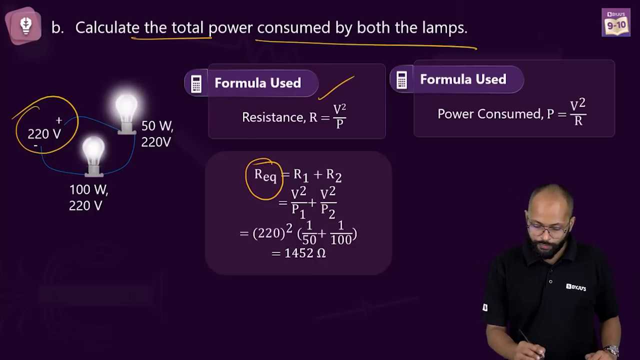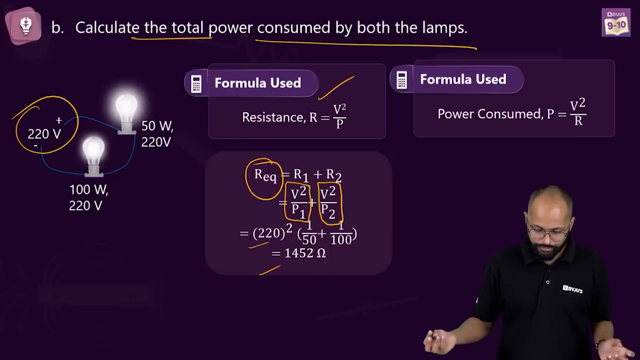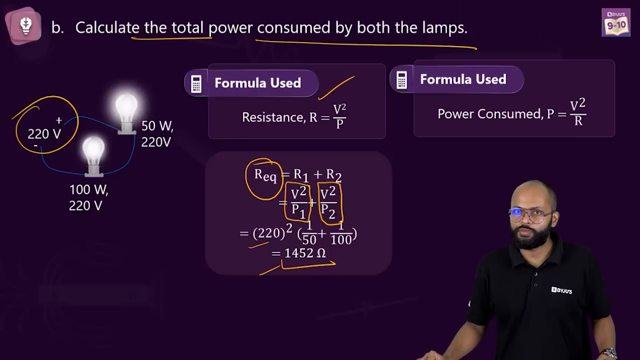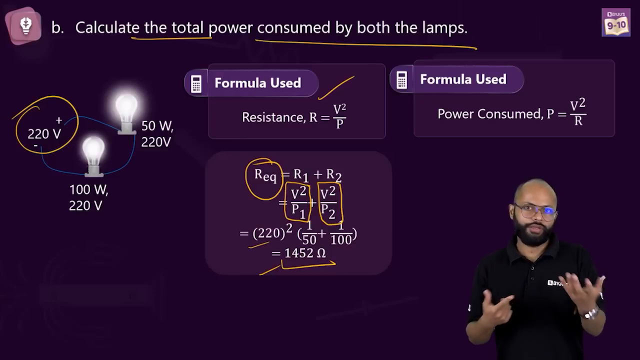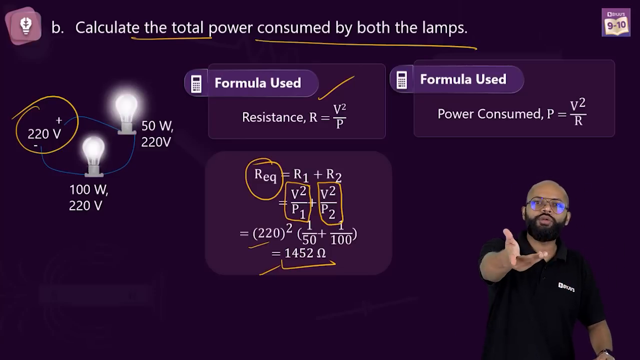Okay, so how will you find it? For the first one, it's V square upon P1. For the second one, it's V square upon P2. And if you solve it, simple maths, you get 1452 ohms, right? Or 1450 ohms. Fine, you got the resistance. Do you want to find current? See, you can. I just told you, you can find the current. And then again, you have to do I square into R.